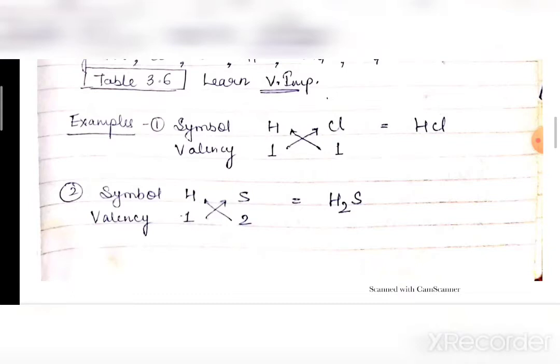Now in the second example you can see hydrogen is having 1 valency, sulfur is having 2 valency. So hydrogen sulfide will be formed as H2S. Why? Because 2 of sulfur goes with hydrogen, 1 of hydrogen will go with sulfur. So we will write it like H2S. This is the crisscross method.